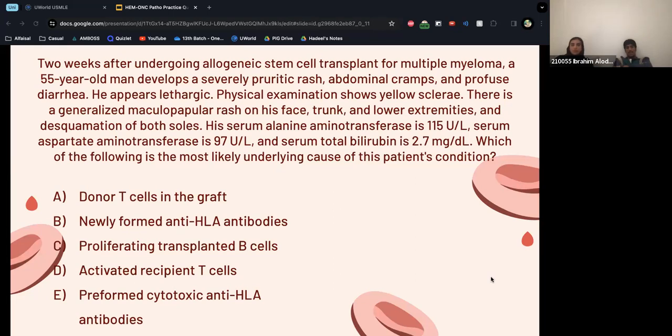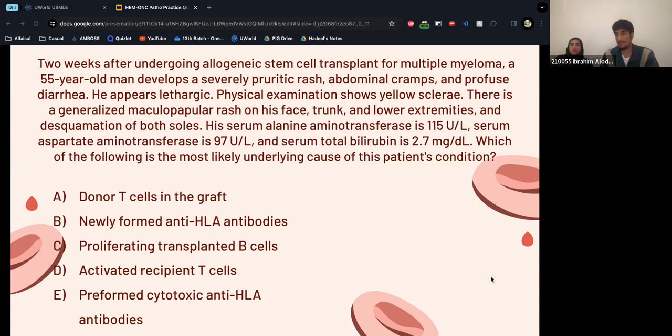He appears lethargic. Physical examination shows yellow sclera. There is a generalized maculopapular rash on his face, trunk, and lower extremities, with desquamation. Serum alanine aminotransferase, or ALT, is 115. Serum AST is 97, and serum total bilirubin is 2.7. Which of the following is the most likely underlying cause of the patient's condition?